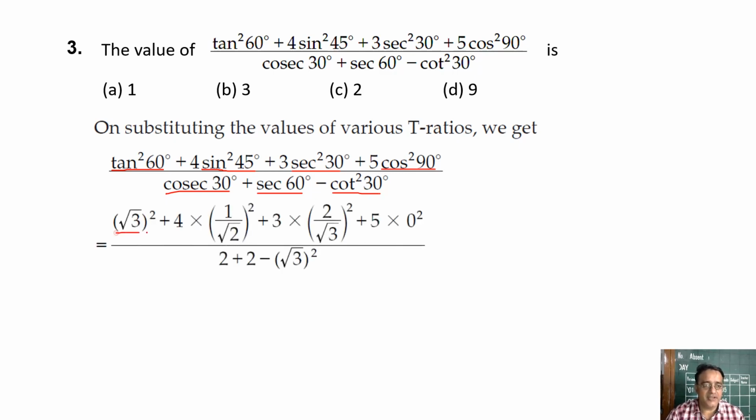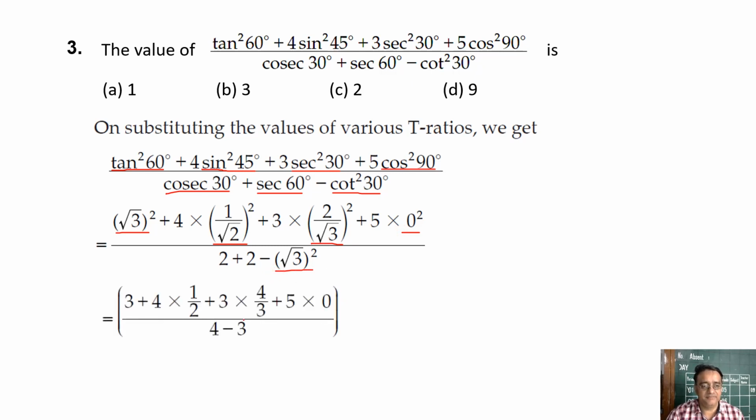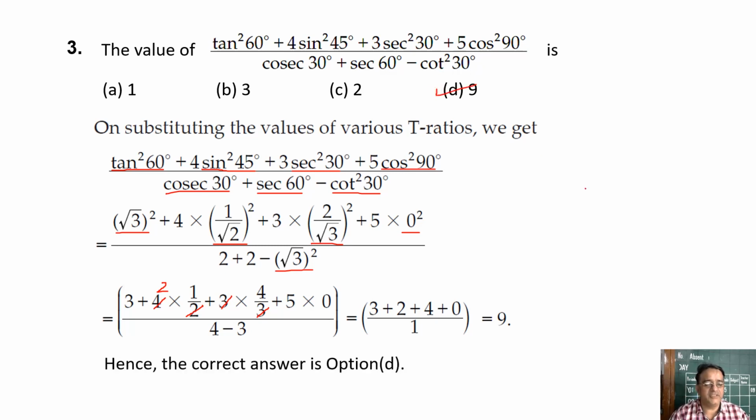So now we are going to substitute all the values. ये 3 हो जाएगा, this will become 1 by 2 and this will become 4 by 3. ये तो 0 हो जाएगा and this will become 4 minus 3, right. अब जो कैंसिल हो रहा है उसको कैंसिल कर देंगे. We'll get 2 here. This 3 will be cancelled. So what we are going to get? 3 plus 2 plus 4 plus 0 by 1, and 3 plus 2 plus 4 will be 9. So correct option is option D. So this is the third question.